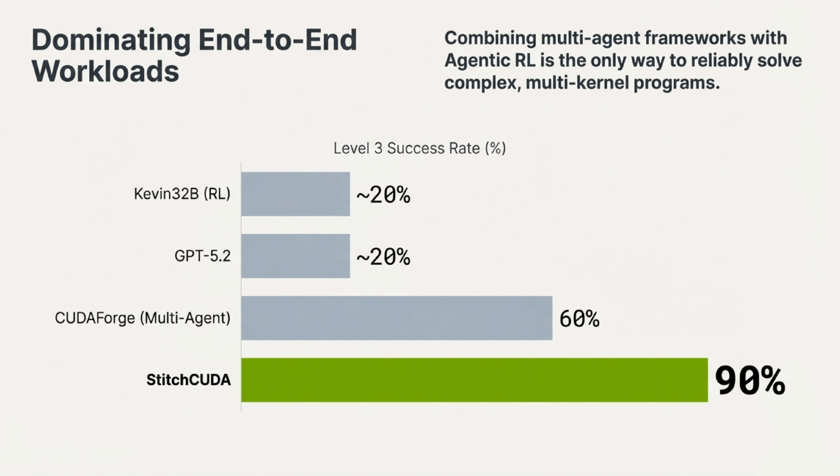The results clearly show StitchCUDA dominating end-to-end workloads. If we look at the level 3 success rate, models like Kevin32b and GPT-5.2 only achieve about a 20% success rate. StitchCUDA Forge pushes that up to 60%. But StitchCUDA achieves an incredible 90% success rate. This proves that combining multi-agent frameworks with agentic RL is the only way to reliably solve complex, multi-kernel programs.